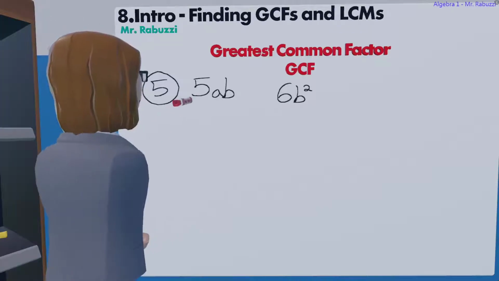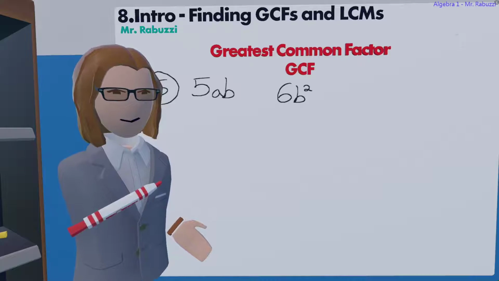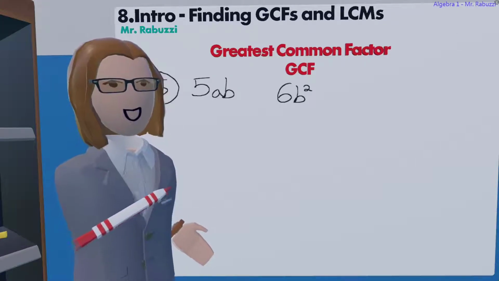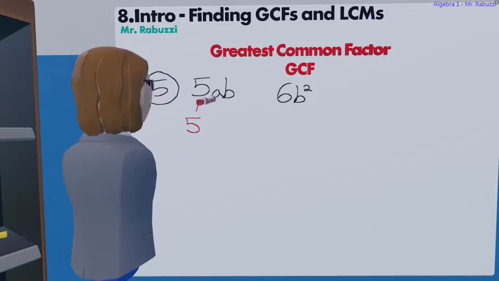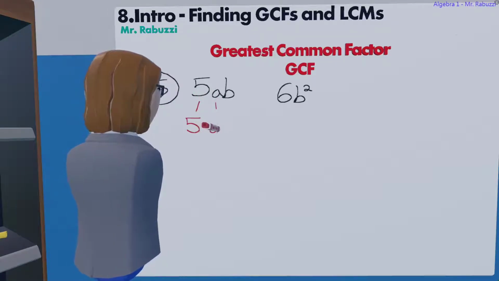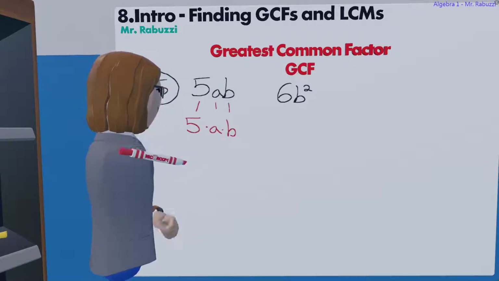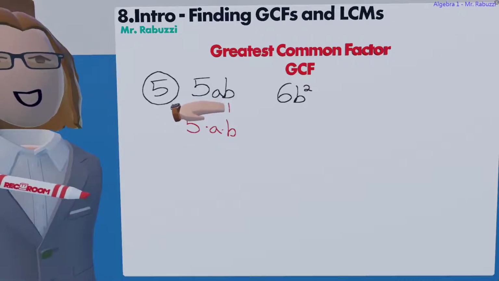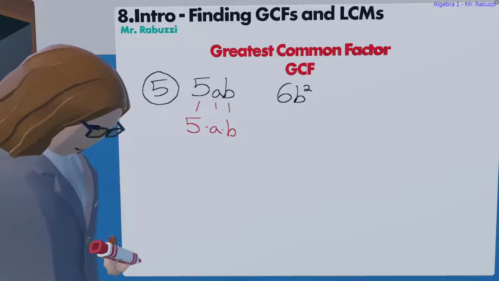Okay. 5. What are the factors of 5? It's already prime. So this 5 is prime, so it's done. A. Can I split a plain A? Nope. So that's 5 times A. Can I split B? Nope. No factors there. So this one already was finished. It's just 5AB. Nice.